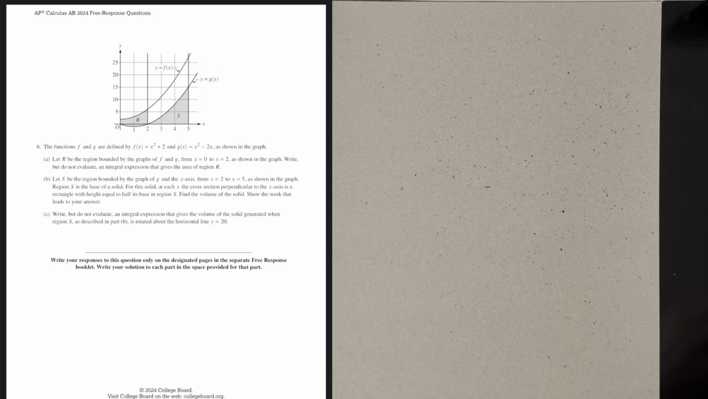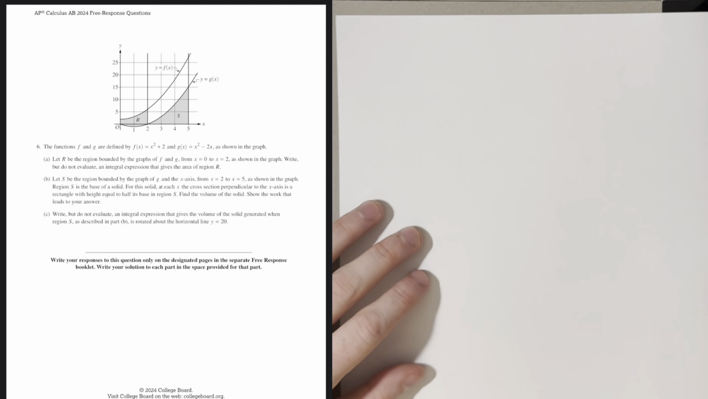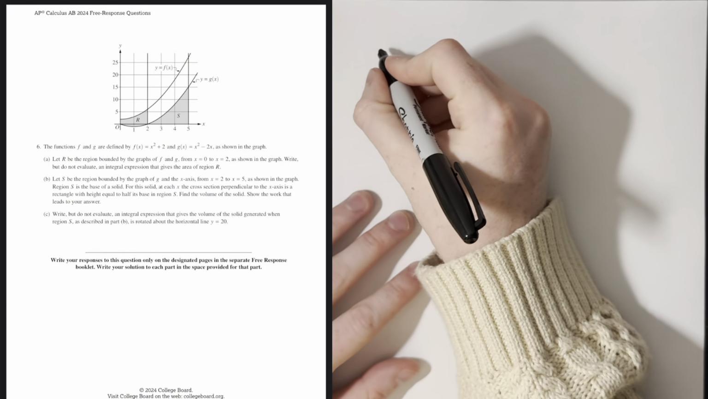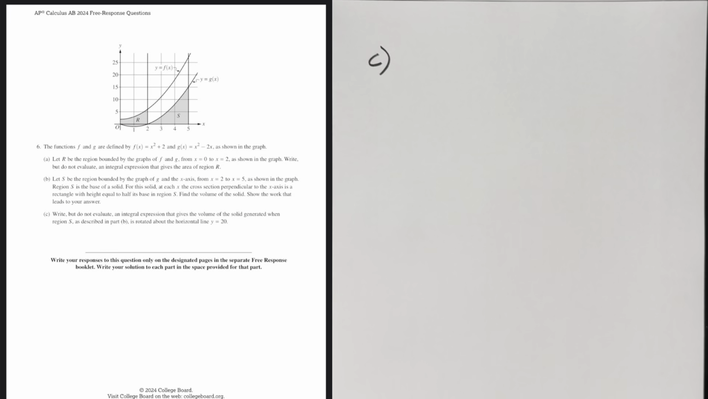But now we can move on for the final part of this question and the final part of this entire year of FRQs. So here we go, part C. And we see our favorite words we could ever see: write but do not evaluate. No real math, no algebra, thank goodness. But it says write but do not evaluate an integral expression that gives the volume of the solid generated when the region S, as described in part B, is rotated about the horizontal line y is equal to 20.